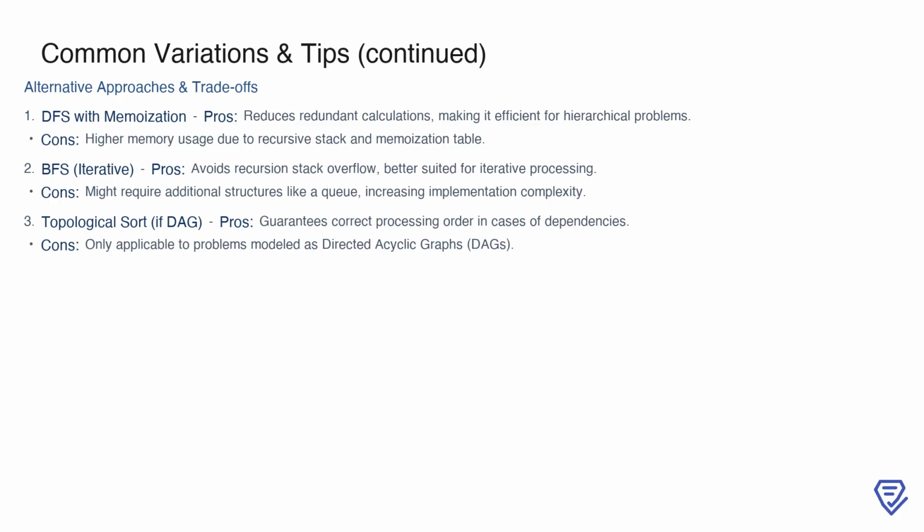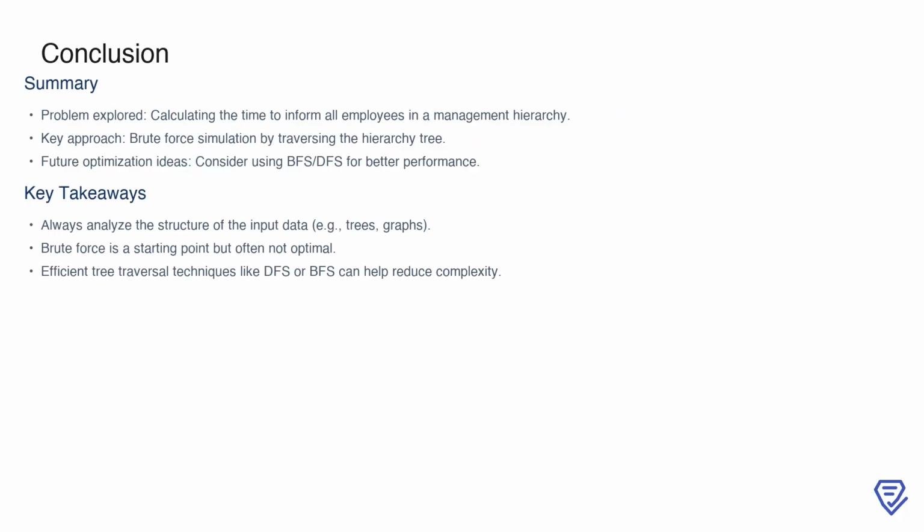Finally, if the problem can be modeled as a directed acyclic graph, topological sorting is an excellent choice. It ensures that dependencies are processed in the correct order. However, this approach is limited to problems that fit the DAG structure, so it's not universally applicable. Understanding these trade-offs will help you choose the best approach for the specific constraints and requirements of the problem at hand.